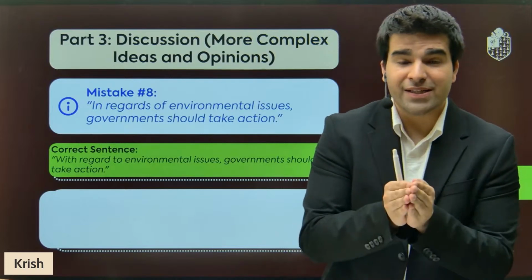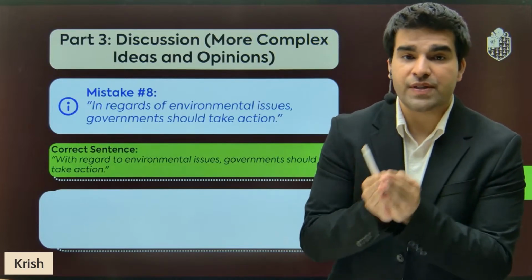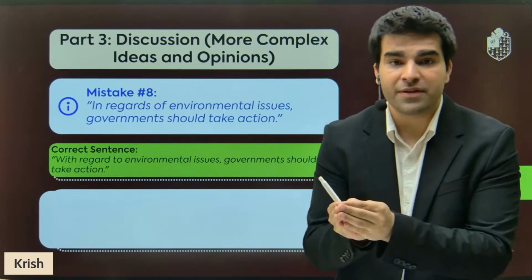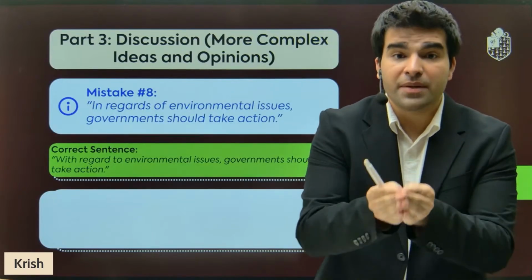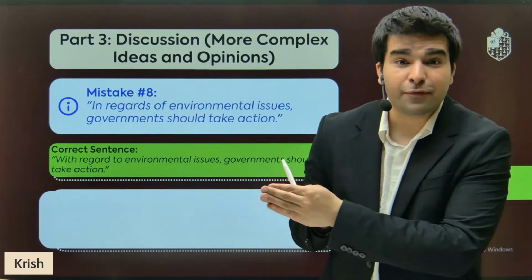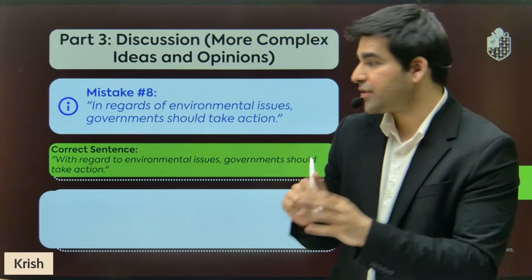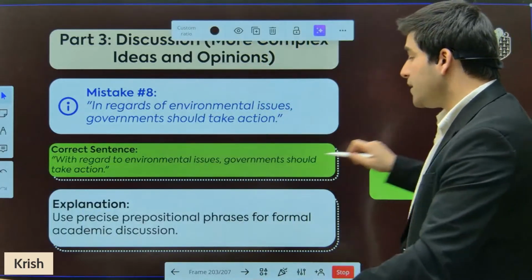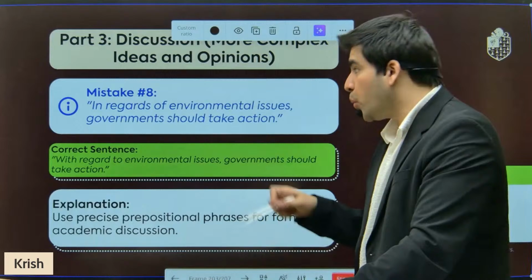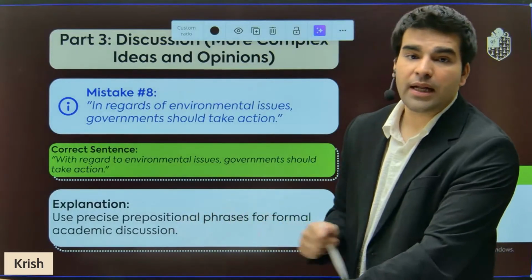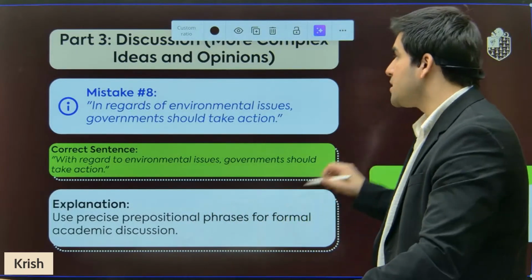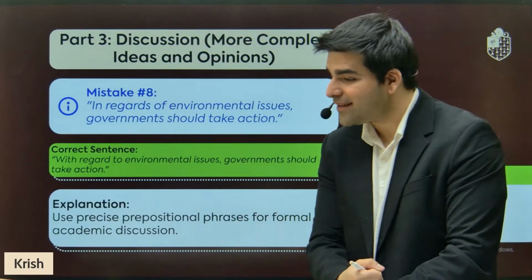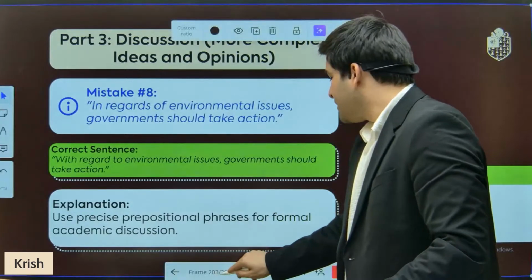I repeat, "in regards to" is the casual version of "with regard to." So the next time you're speaking or writing, just say "with regard to our previous conversation," "with regard to the documents I shared," "with regard to our telephonic interaction," etc. Let's have a look at the explanation here very quickly. The precise preposition here is "with," not "in," for formal academic discussions. All right. Perfect. Let's move on.